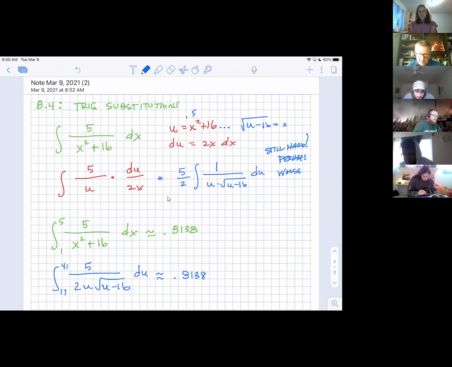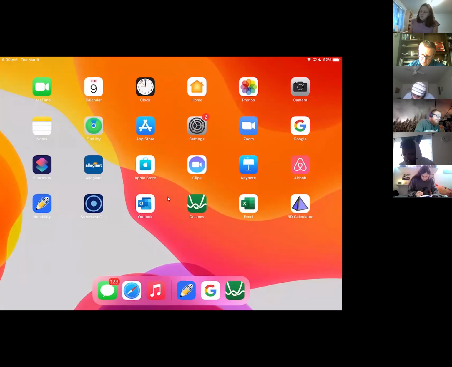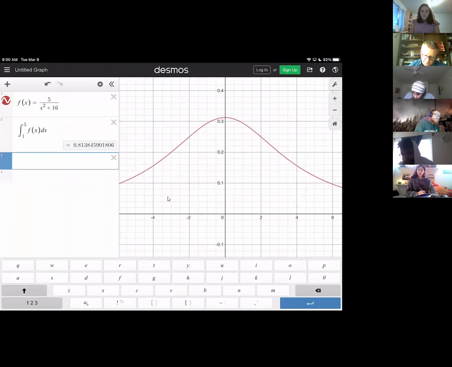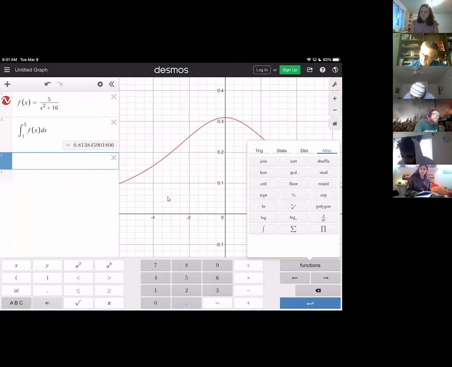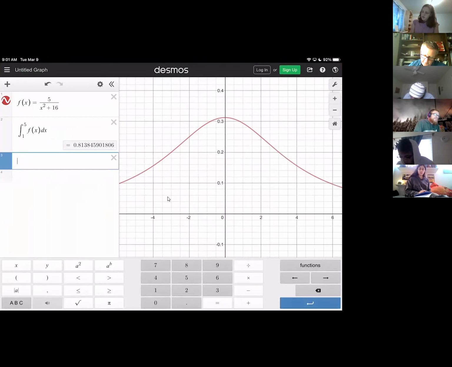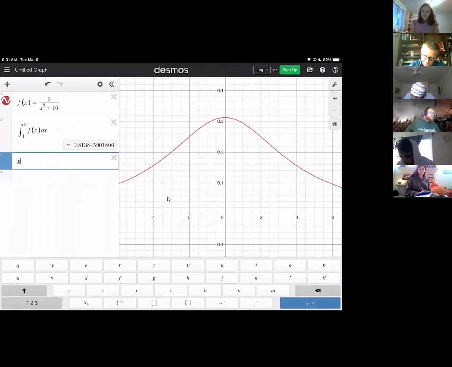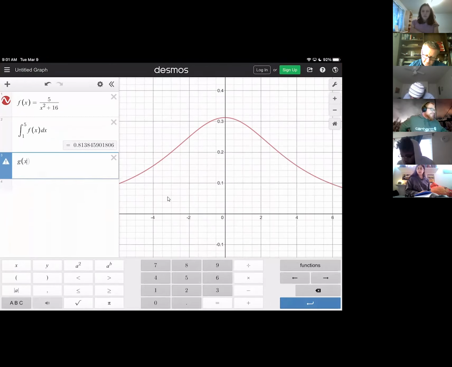5 over 2u, square root of u minus 16. So, I think I'm just going to write this one out this time rather than graph it and all of that. No, that's not true. I do need to graph it just so you can see it. It's kind of cool to see that it's like a totally different graph.